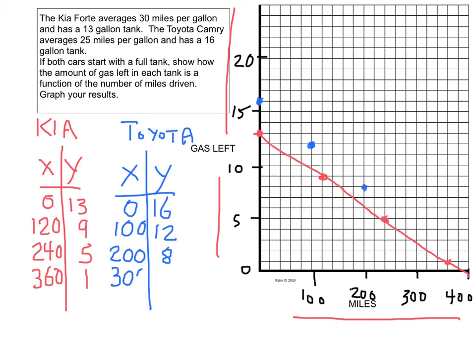Okay, so now let's use 300 and 400. So 300 for the miles traveled would leave 4 gallons, and then 400 miles traveled, oops, that would give us an empty tank, right? So let's plot those. 300 for X and 4 for Y, and then 400 and 0 is right there. Okay, so there is my graph for the Toyota. All right, so how'd you do on that? Does that make sense? Okay, great.